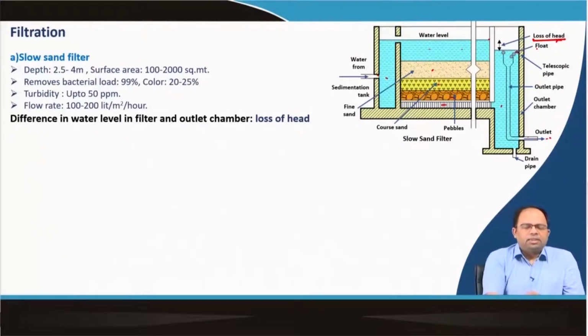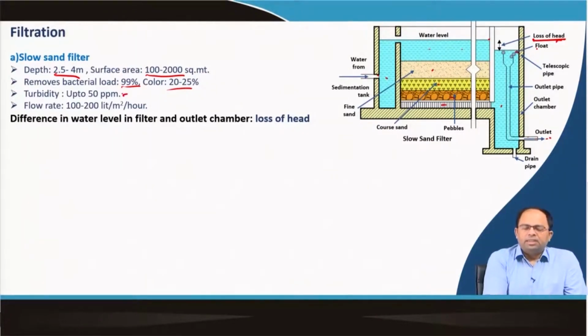So, sand filters: the depth is around 2.5 to 4 meters, and the surface area is 100 to 2000 square meters. That gives you an idea about the space requirement. It removes a bacterial load of around 99% and color by 20 to 25%. This gives you an idea about what sort of quality you can achieve with this particular type of filter.